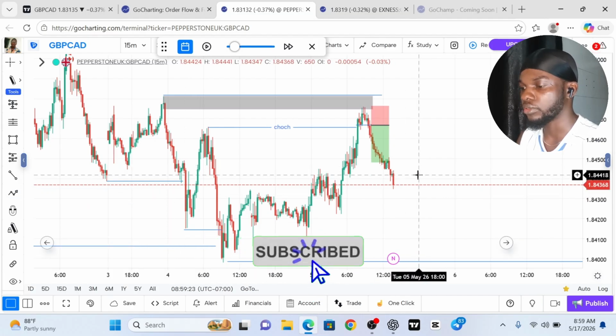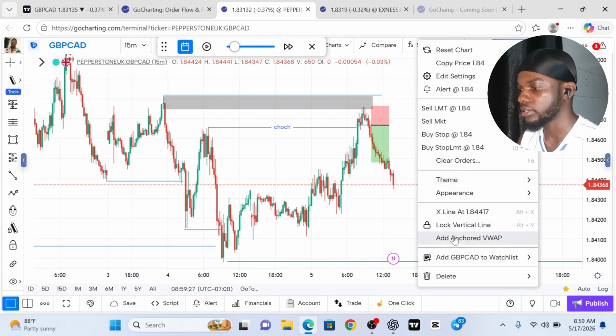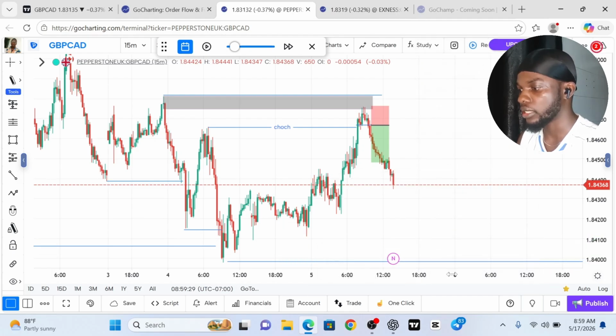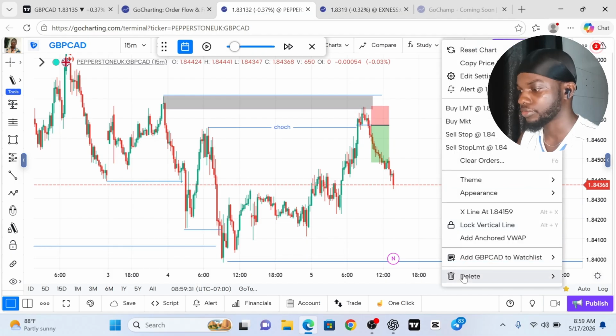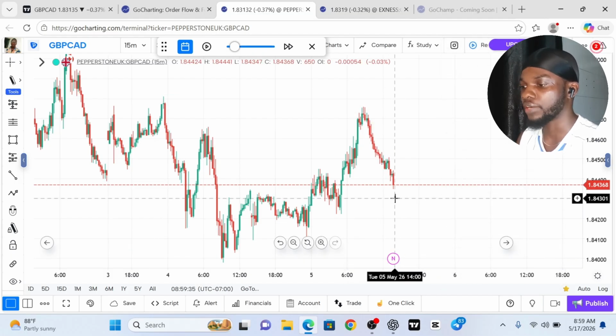First of all, let me clear the chart so that you can start afresh in doing the analysis. So I delete everything. Now, the first thing I have to do is to mark out my structure, like I used to say. And we have two types of structure. I have my external and I have my internal. So I mark my external from the 2-hour time frame and my internal from the 15 minutes time frame.